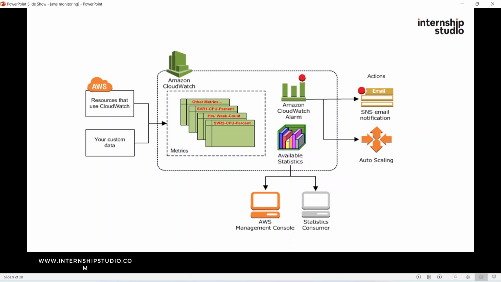Next was Amazon CloudWatch, where we have the metrics. For example, we can have the CPU metric percentage, we have the week count. So any numerical metric we can attach. In the backend it will take information from any infrastructure that is hosted, for example, EC2 or an RDS instance or an S3 bucket, anything that may be powering it up.